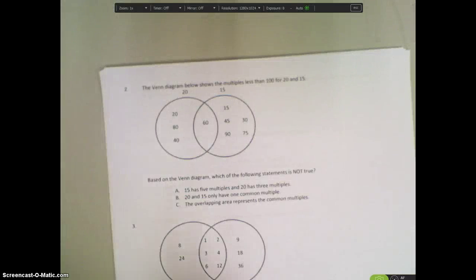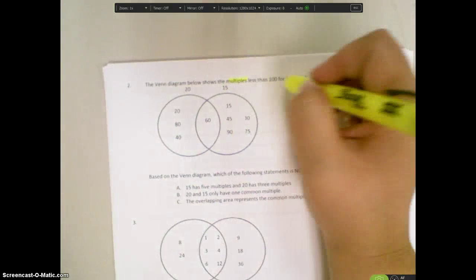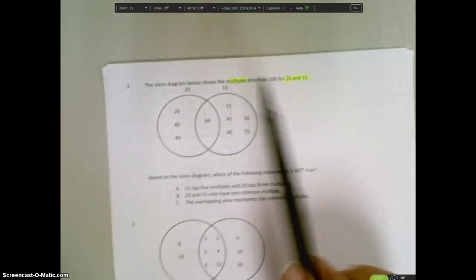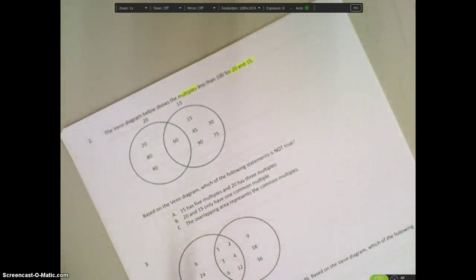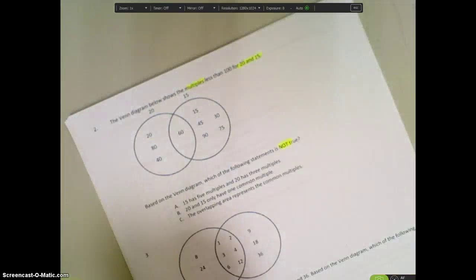Number 2, the Venn diagram below shows the multiples less than 100 for 20 and 15. So we're still talking about multiples. We've still got less than 100, and we've got 20 and 15. And this one is better. It's labeled 20 and 15. Based on the Venn diagram, which of the following statements is not true? So that "not" is going to be a big important word for us.